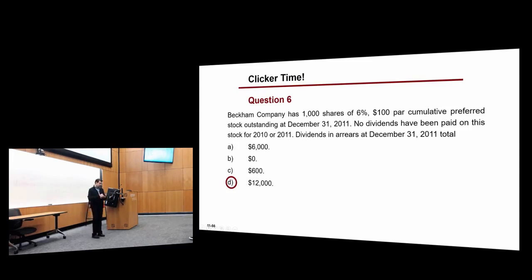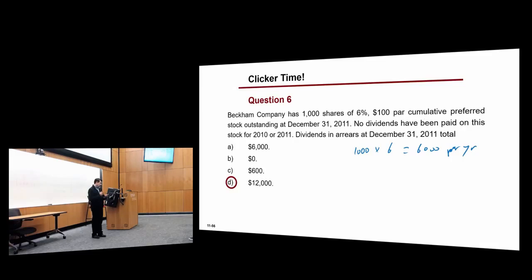So you see, it is 6%. So it's 6% cumulative preferred stock, okay? There were 1,000 shares at $100. Well, this is 1,000 shares multiplied by $6, right? This is 6% of 100. This is per year. So it's 6,000 per year.